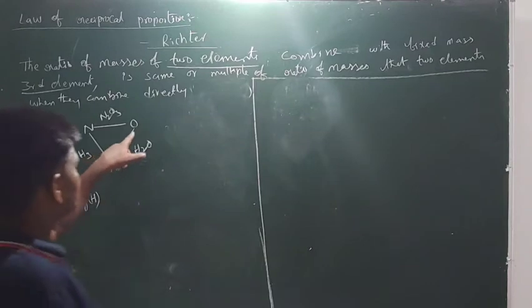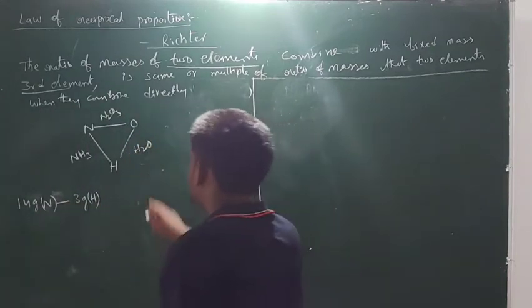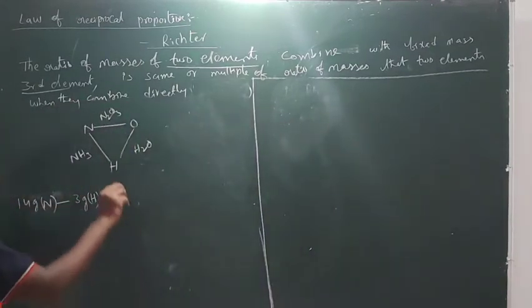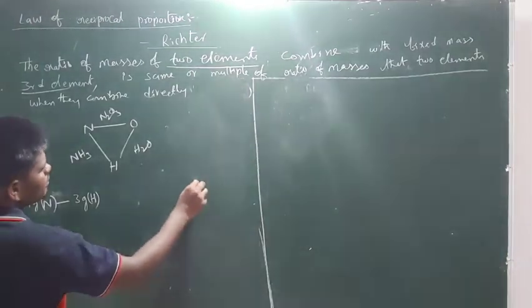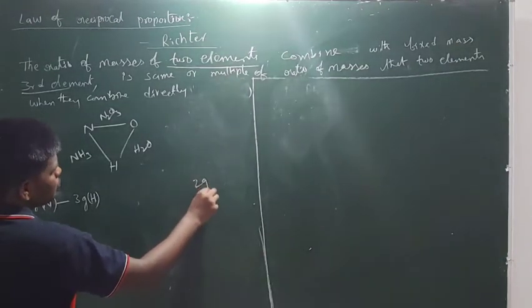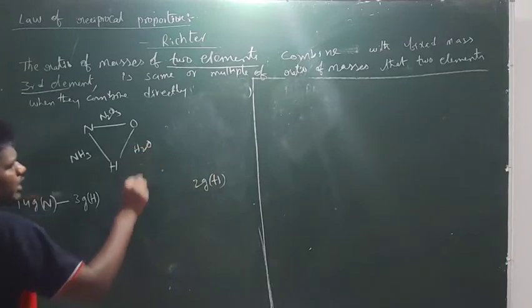Next here, guys, oxygen combines with hydrogen and gives H2O. Now in this H2O, what is the mass of the hydrogen? The mass of the hydrogen here is 2 grams only, because we have only 2 hydrogens.